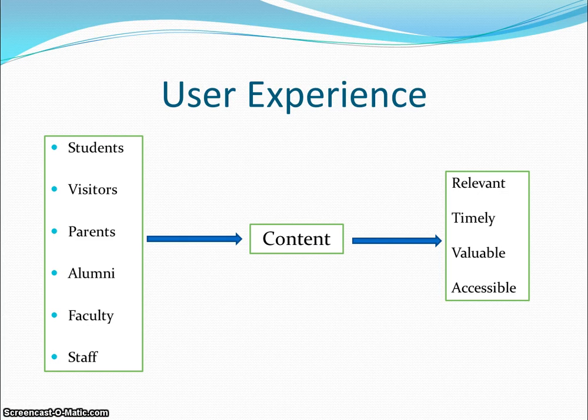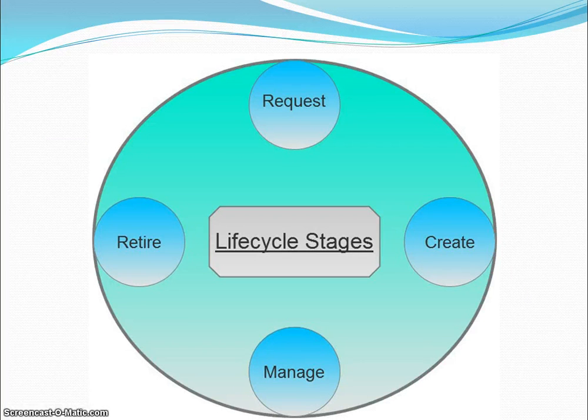Colby's audience consists of students, whether current or prospective, visitors, parents, alumni, faculty, and staff. These users are all looking for specific content in relation to their needs. That content must be relevant, timely, so it should be updated frequently, valuable, and easy to find. In order to provide a quality experience, content governance must be established.